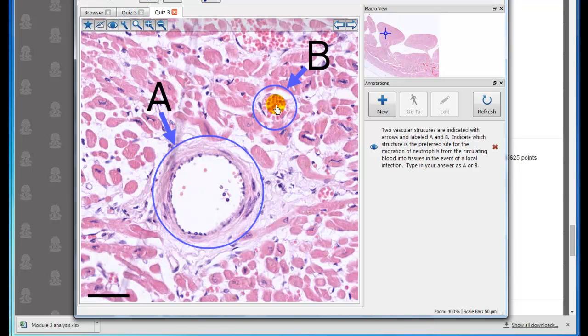And most likely we could classify that as a postcapillary venule, and that's where neutrophils migrate out into the tissues by a process known as diapedesis. Dia means through, and pedesis is foot. Putting a foot through and gaining entrance from the blood into the tissues.